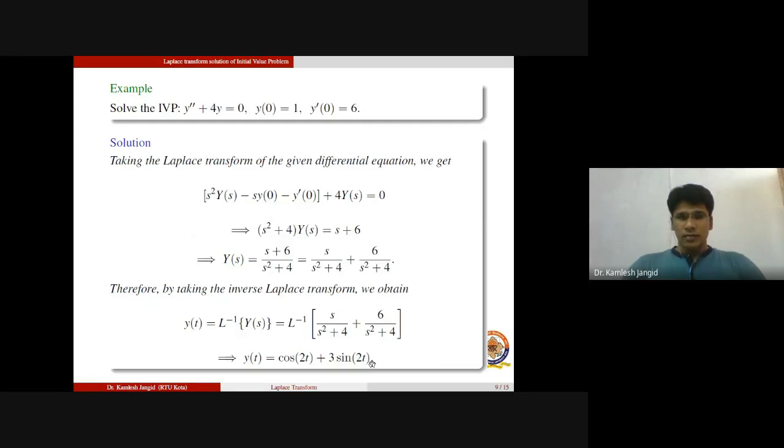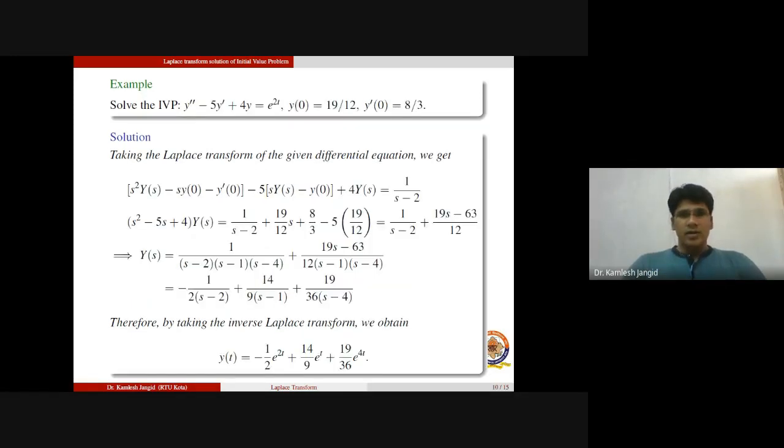So it means for the solution of the initial value problem, first we take the Laplace transform of the given differential equation, use the conditions of the problem and simplify for the Laplace transform of the dependent variable, and then we take the inverse Laplace transform, and we get the solution in terms of the dependent variable. Right? Let us see one more example based on the solution method of initial value problems.